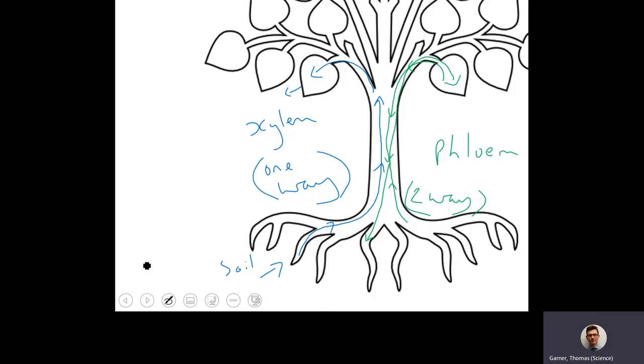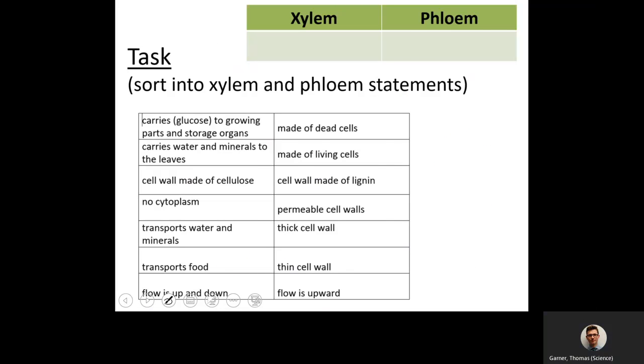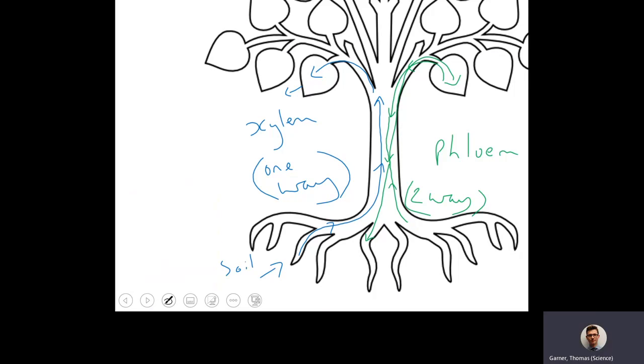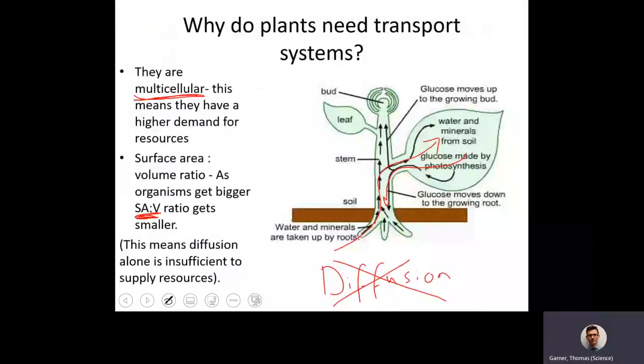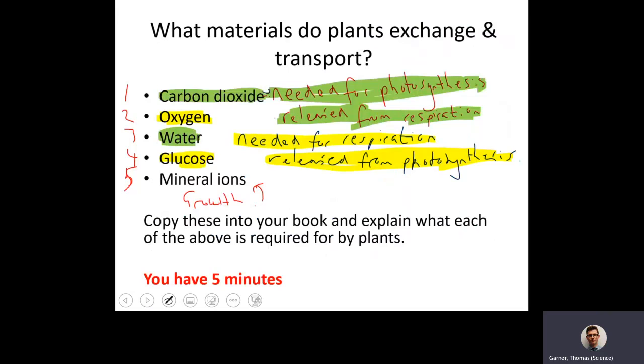Okay, so the main part for this lesson really is for you to have written down at the very start the materials and what they're needed for, what they're used for, where they're released from. So there's just five bullet points underneath the title. So hopefully you've already done that.